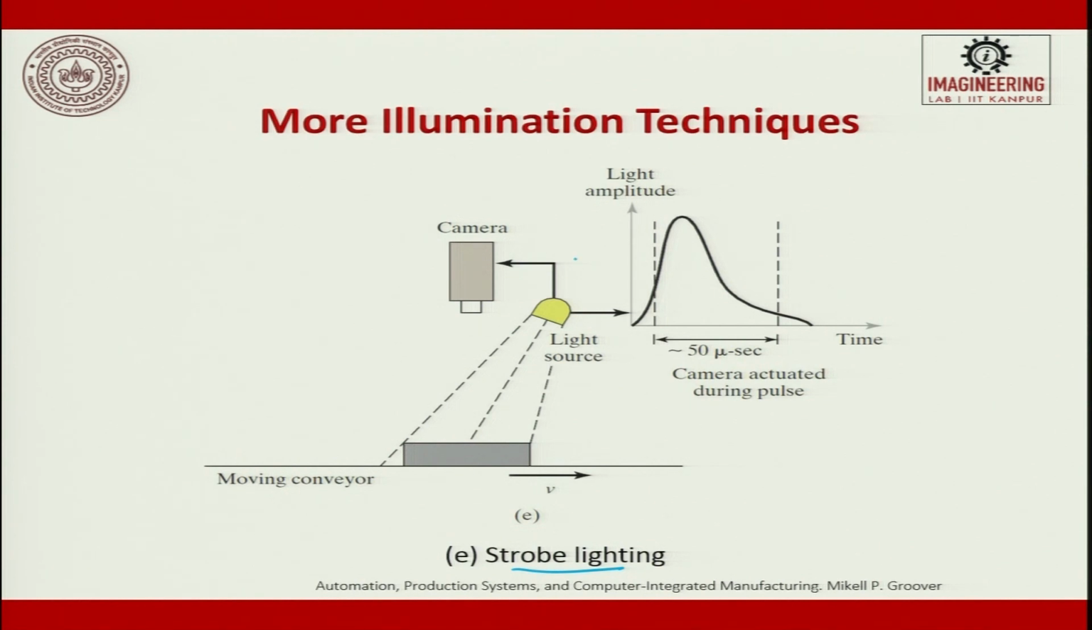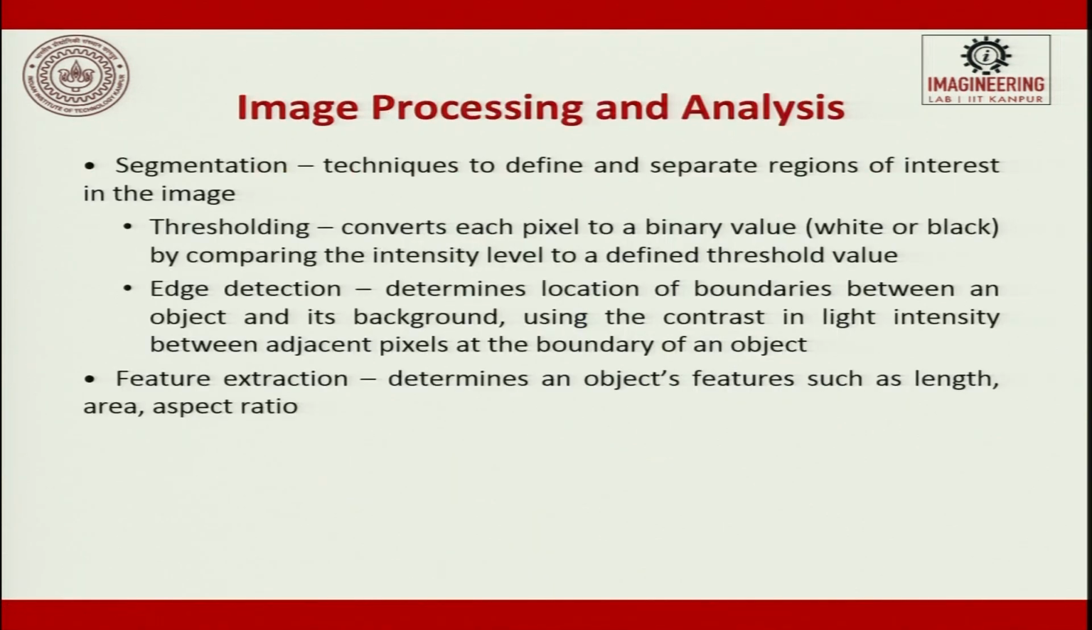In strobe lighting, there is a moving conveyor. Here is a light source, and this is the light amplitude, this is the camera, and this is the time in seconds. The camera actuation happens during the pulse, as you can see, and this takes care of the moving velocity: an object moves and the camera captures it. We use the strobe lighting technique. Now, image processing and analysis, the segmentation, is the next step.